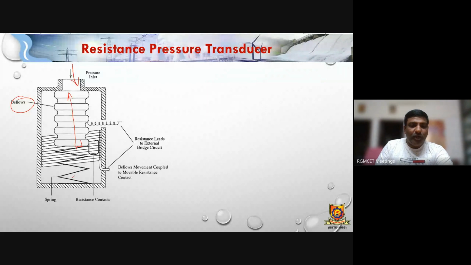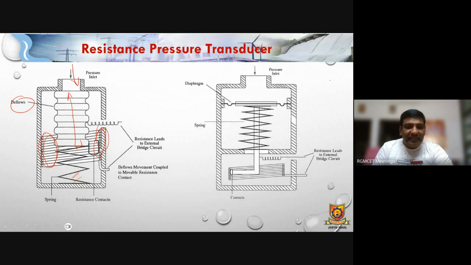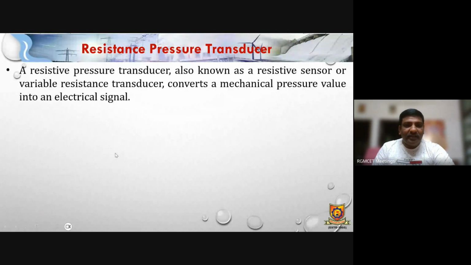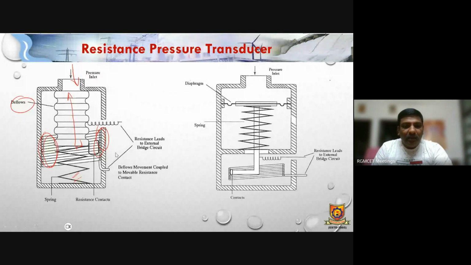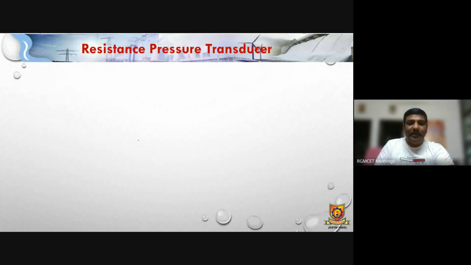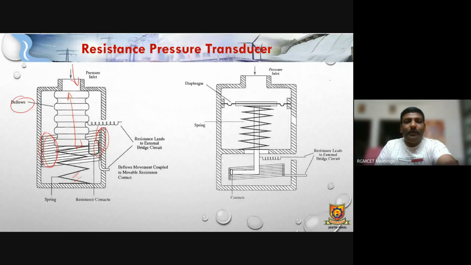A spring is going to be connected, and here we can have the winding. In that winding there will be a contact terminal. The contact terminal will get in contact with it, so that as the contact terminal position changes, the resistance is going to change. So pressure is applied as an input, and that pressure is converted into a change in resistance. The resistance leads are connected to the bridge circuit, so that from this terminal we can change the resistance value.